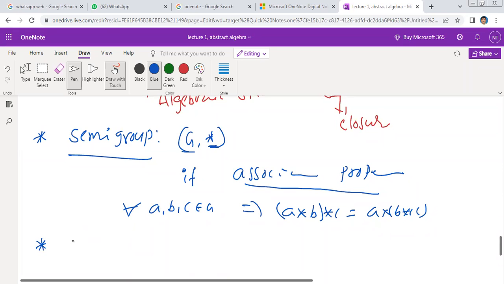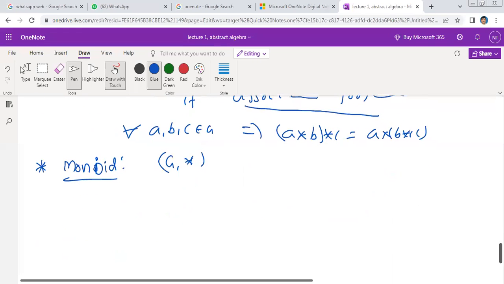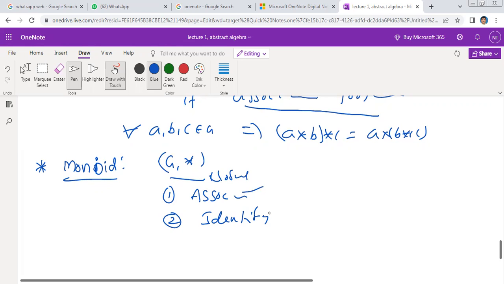Next one is the monoid. It satisfies three properties. G is a non-empty set, star is any binary operation. If it satisfies one, associativity, and number two, identity property. These two conditions. Some people also mention closure, which is there by default. Closure, associativity, identity: these three properties satisfied by G together with binary operation is called a monoid.